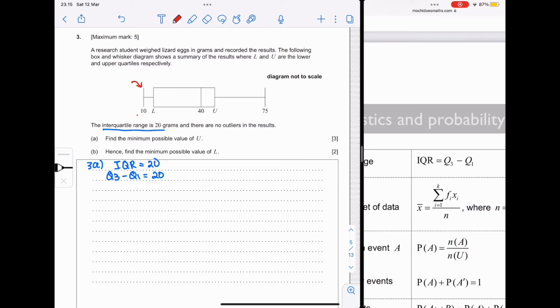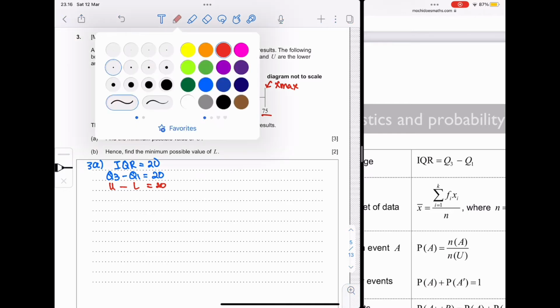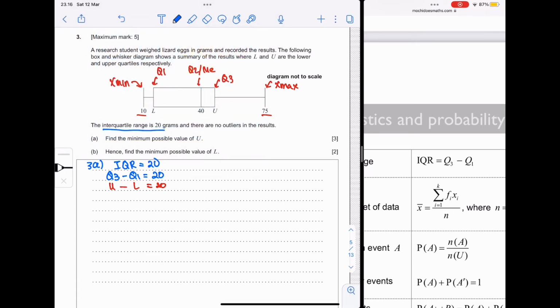So the value here, the 10, represents the minimum x. Then X maximum is 75. Here will be Q1, the lower quartile. Here will be Q2 or the median. This will be Q3 or the upper quartile. So I'll change it to U minus L. And we're stuck. Leave it be.